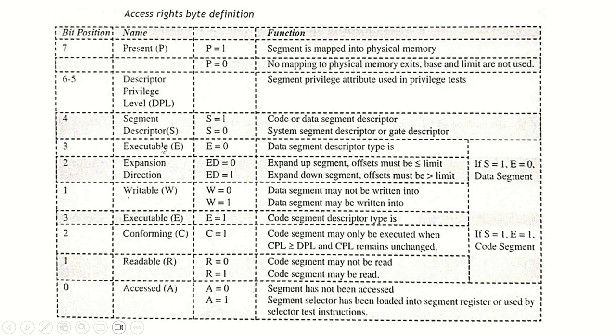Then, whether the descriptor is executable code or not. Sometimes it may be a system descriptor, or it could be a data descriptor. So it's an executable version or not, and the other attributes like writable mean, can you modify it? Is it executable? Because if it is a code segment descriptor, then it is executable. And the C bit is conforming. A code segment may only be executed when the current privilege level is greater than or equal to the descriptor's privilege level.